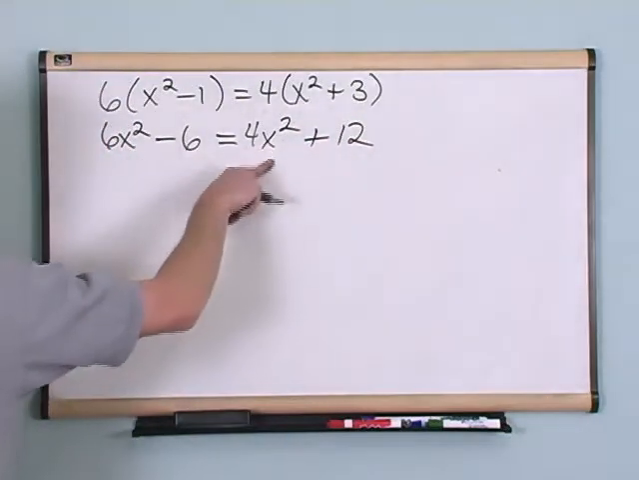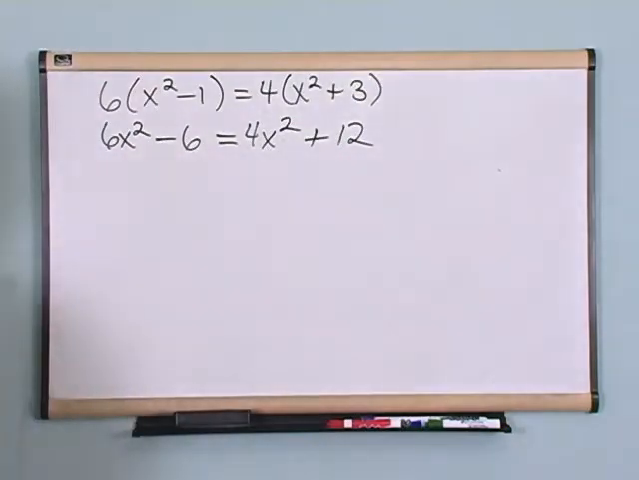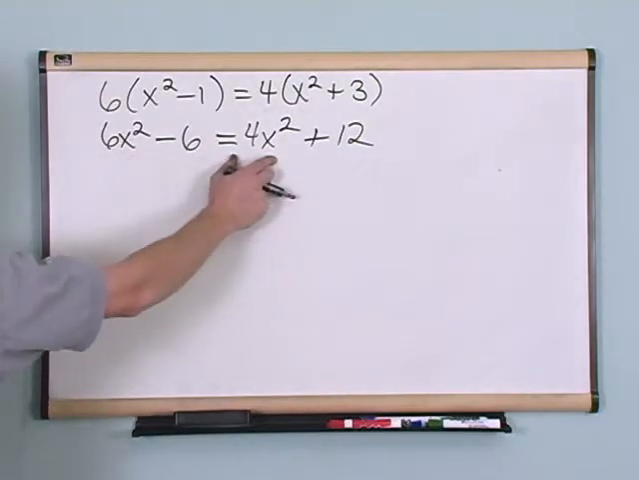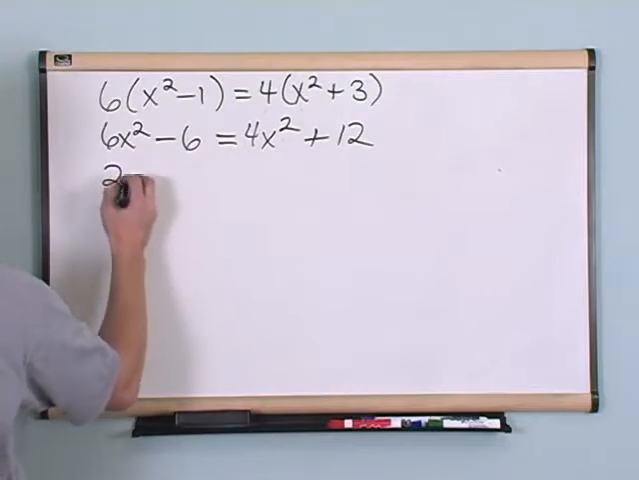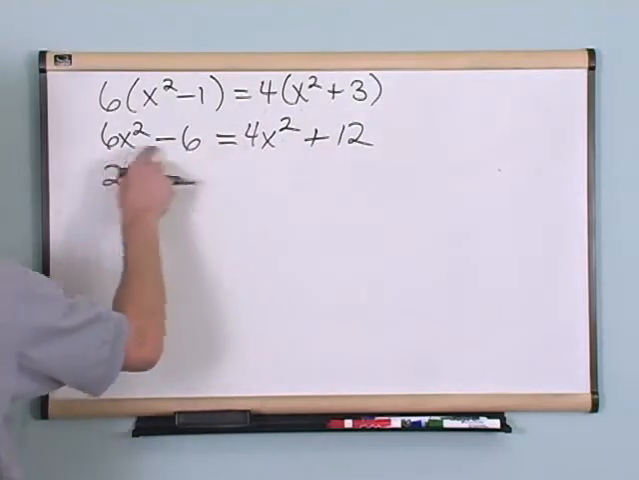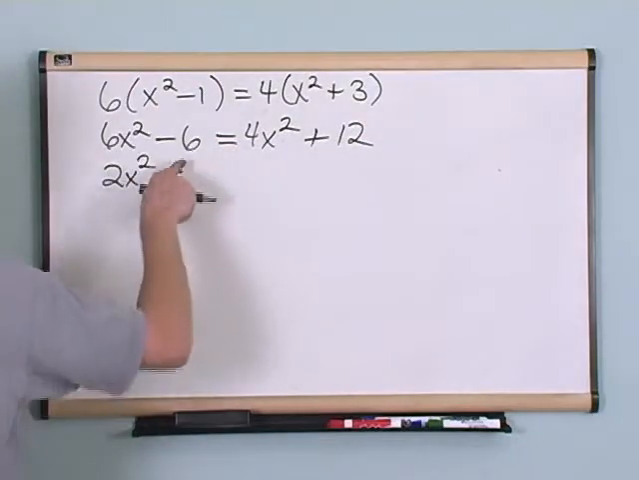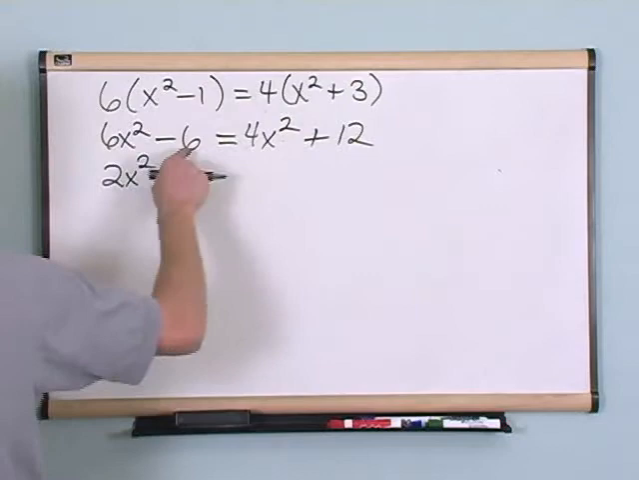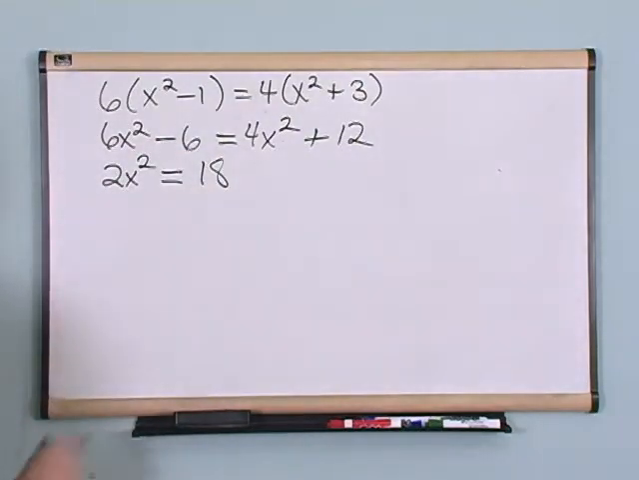Now I need to move this 4x squared over here, and I need to move this 6 over here, and then I'll be able to solve things. So to move the 4x squared over here, I'm going to subtract 4x squared. 6x squared minus 4x squared is 2x squared. I'm going to move the 6 over here, so I'm going to add 6. 12 plus 6 is 18, so I'm going to have 18 here. Now I'm left with this.